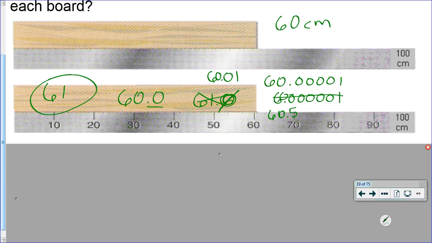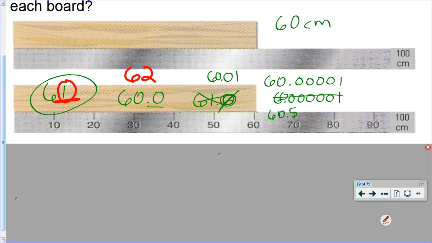He says 61. Are we for certain that we hit 60? Are we for certain that we hit the 1? So is it okay for this 1 to be doubtful? Yes. And remember, the last digit of any measurement is going to be doubtful. You have to always have a doubtful digit. What if Gabriel said, hey, I think it's 62?